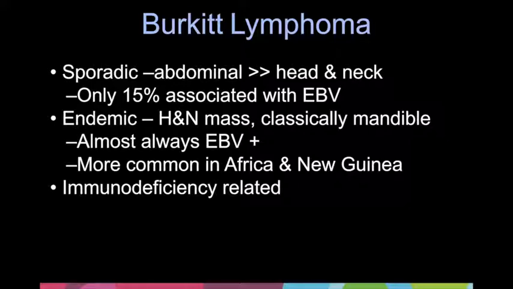Sporadic is most often abdominal. Endemic disease is the type that most often involves the head and neck. And endemic disease is most common in Africa and New Guinea.